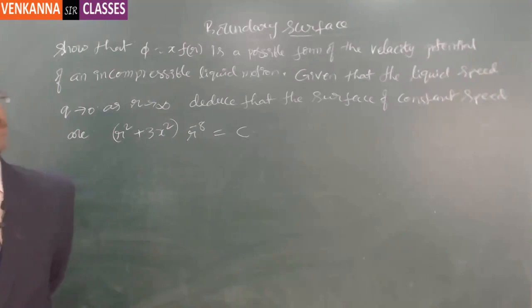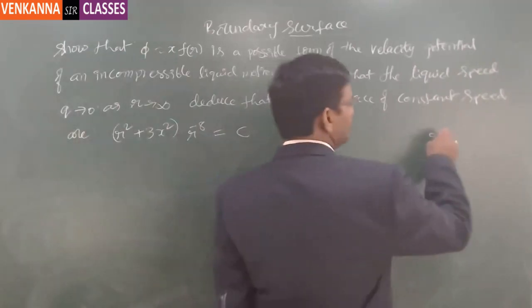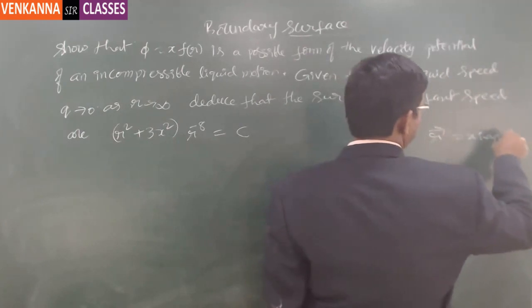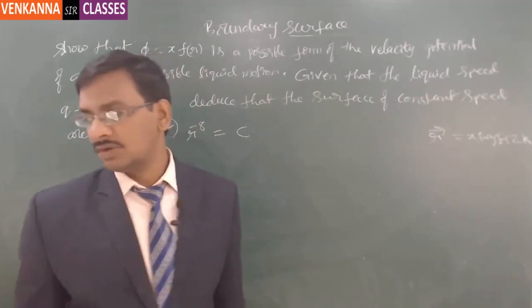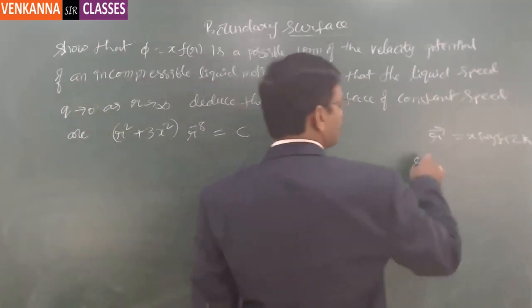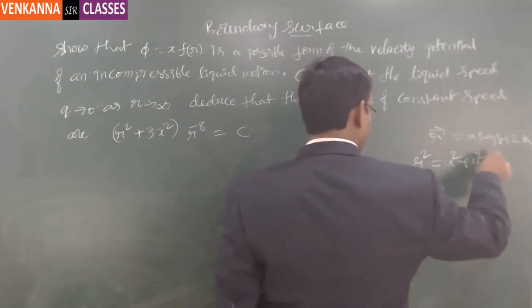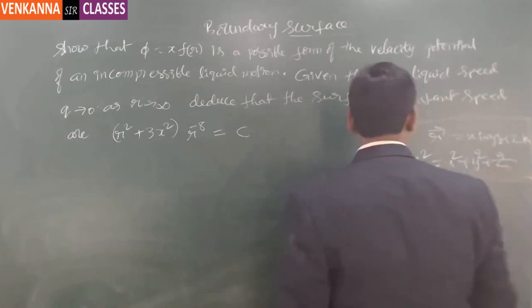So here the velocity potential is given. So phi is equal to x into f of r. Whether it is given or not, you have to understand that the relation is r is equal to xi plus yj plus zk. So this is the value of r in terms of Cartesian coordinates. Then r square is equal to x square plus y square plus z square. This is the relation that you have to remember even if it is given or not.